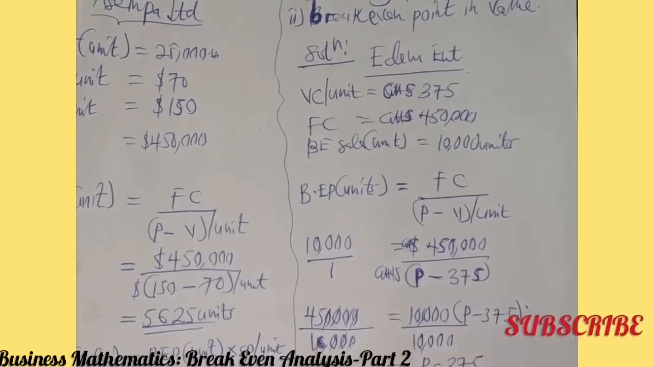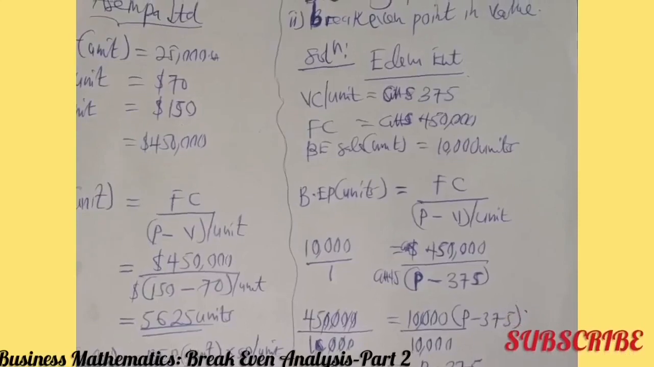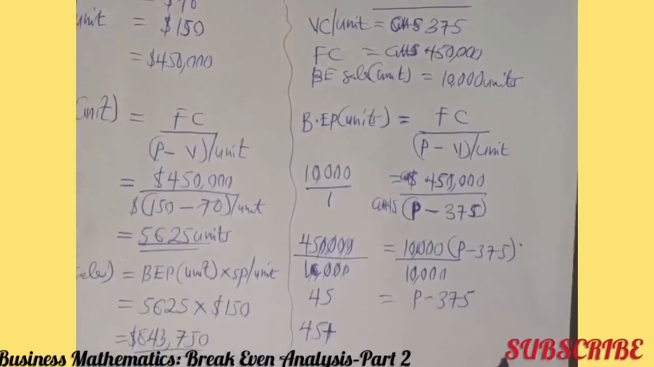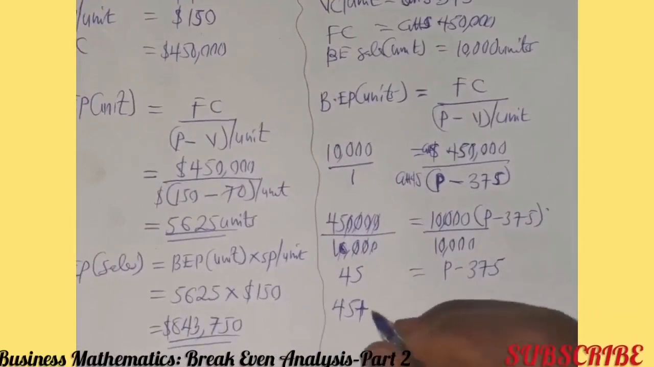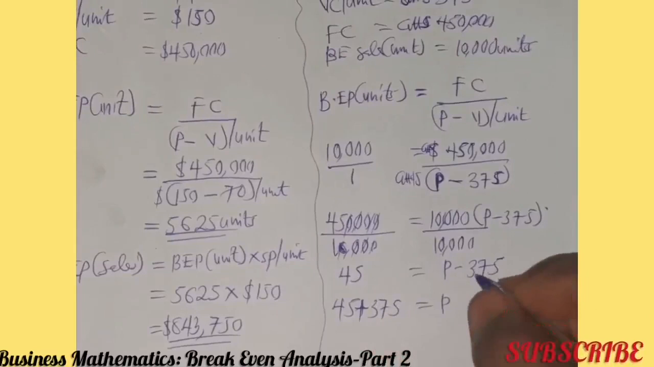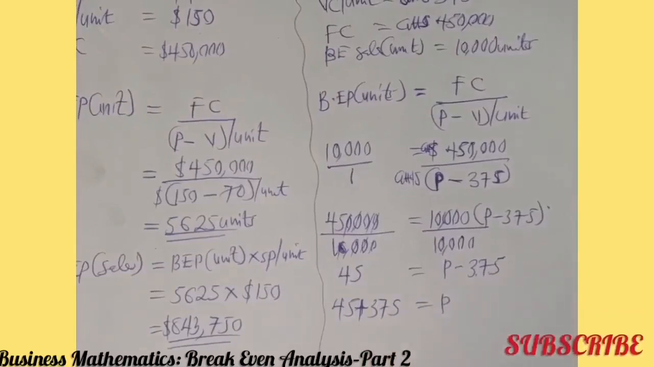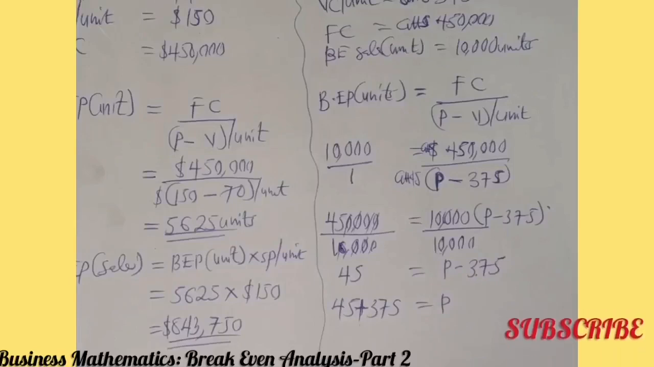So therefore, I can say that 45 plus 375 will be equal to P. Remember, it was negative, so when you join it over, it becomes positive. So let's add 45 plus 375. What will be the outcome?